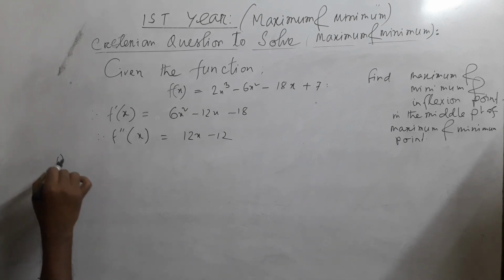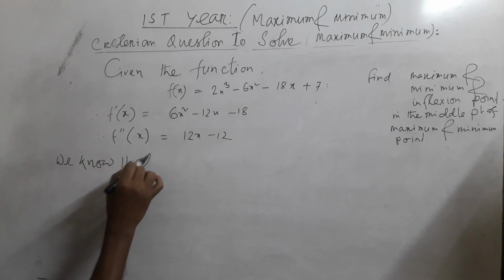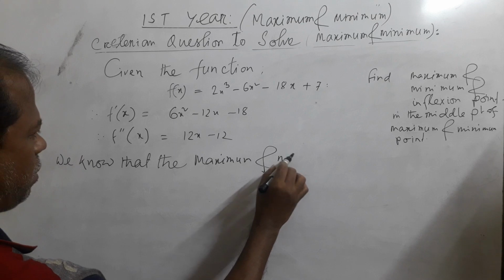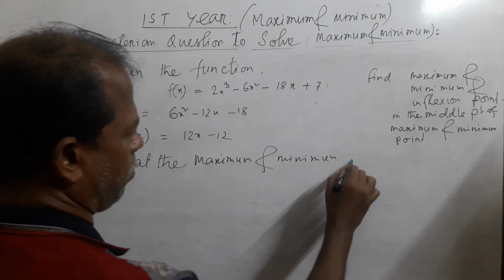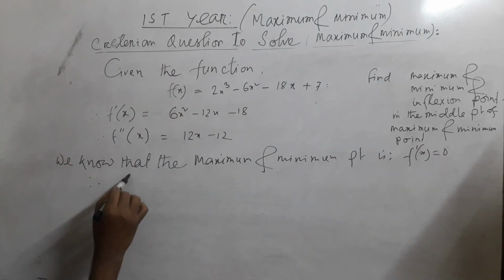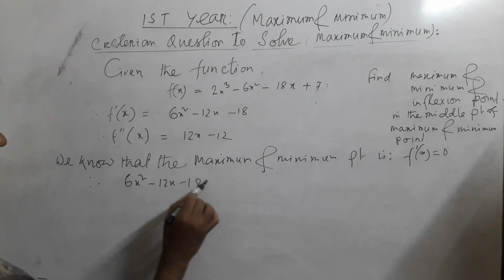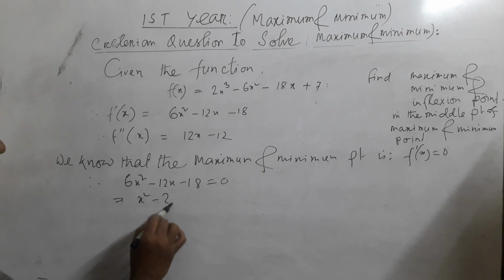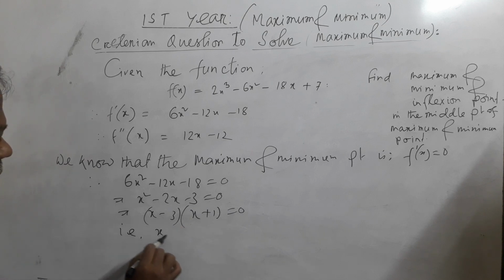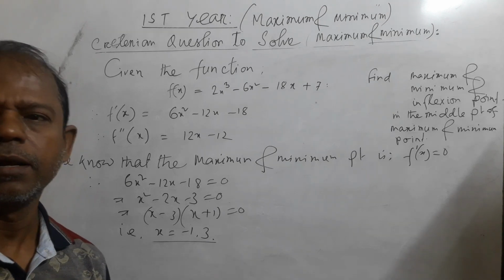Well, we know that the maximum and minimum point is where f'(x) equals 0. So 6x square minus 12x minus 18 equals 0, which implies x square minus 2x minus 3 equals 0. So (x minus 3)(x plus 1) equals 0, so x equals minus 1 and 3 are the values of x for the function.